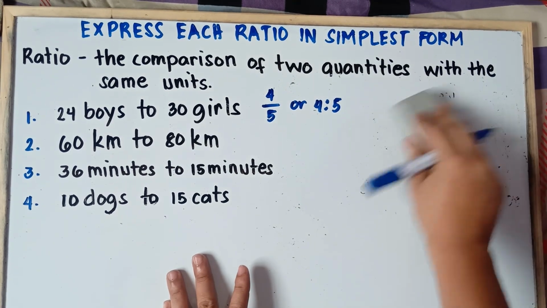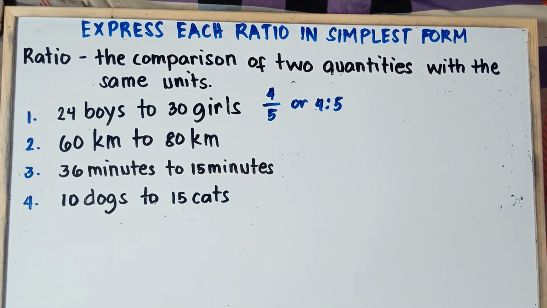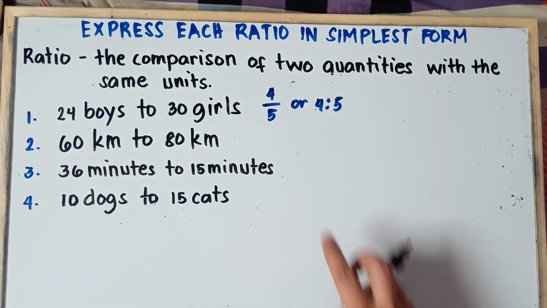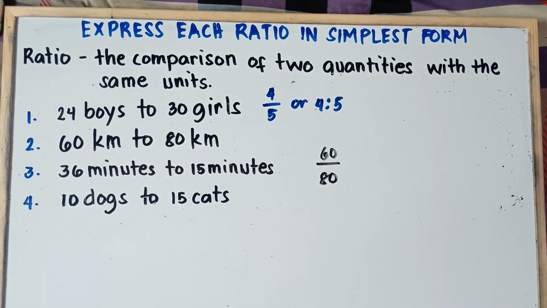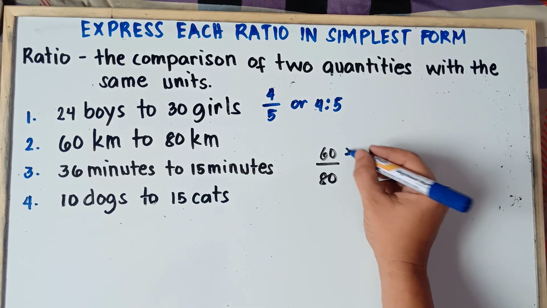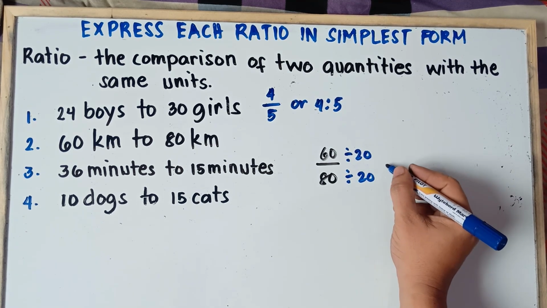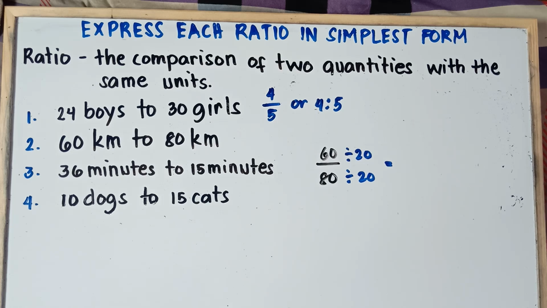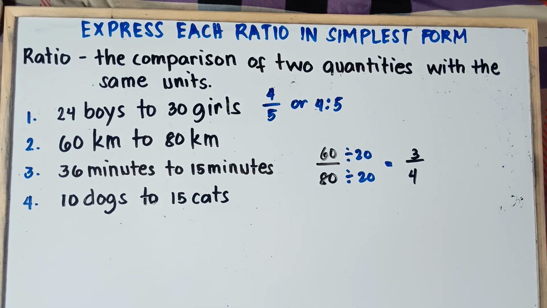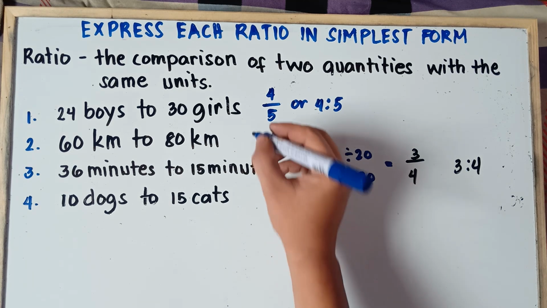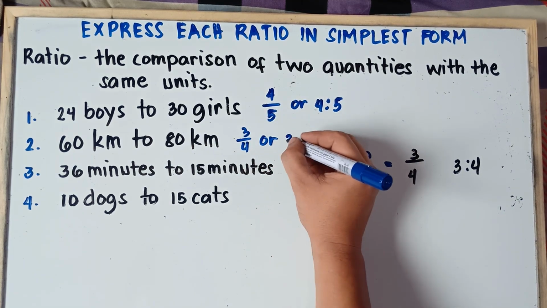Alright, so let's have example number 2. So we have 60 kilometers to 80 kilometers. So once again, write that in fraction form. That would be 60 over 80. So what's the GCF, class? The greatest common factor. That's correct. That would be 20, right? The greatest number that can be divided into 60 and 80, of course, that's 20. Divide by 20. Divide by 20. So 60 divided by 20 is 3. 80 divided by 20 is 4. So that would be 3/4, or we can write that 3 is to 4. Easy as that, class. Easy, right, for number 2? This is 3/4 or 3:4.